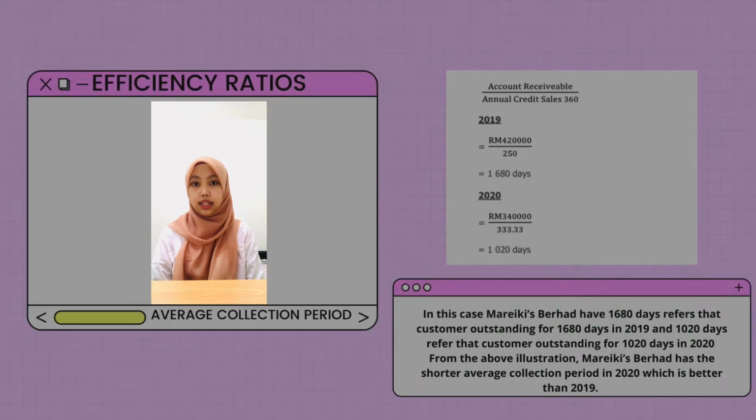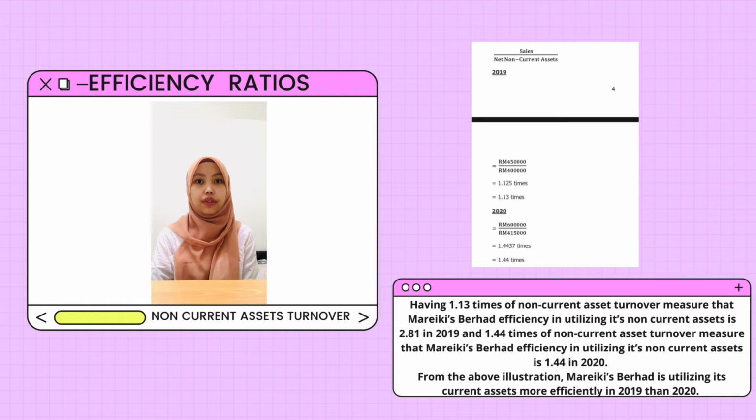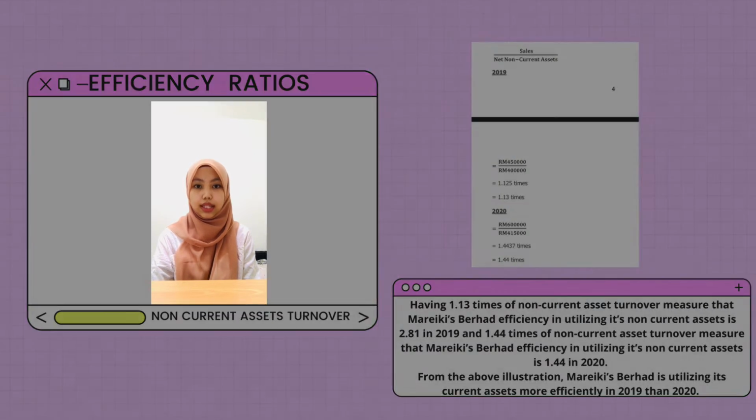Furthermore, non-current assets turnover: 1.13 times of non-current asset turnover measures that Mareiki Berhad's efficiency in utilizing its non-current assets is 2.81 in 2019, and 1.44 times of non-current asset turnover measures that Mareiki Berhad's efficiency in utilizing its non-current assets is 1.44 in 2020. From the above illustration, Mareiki Berhad is utilizing its non-current assets more efficiently in 2019 than 2020.